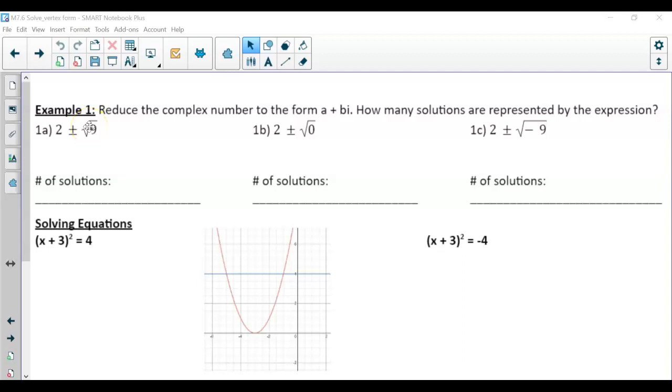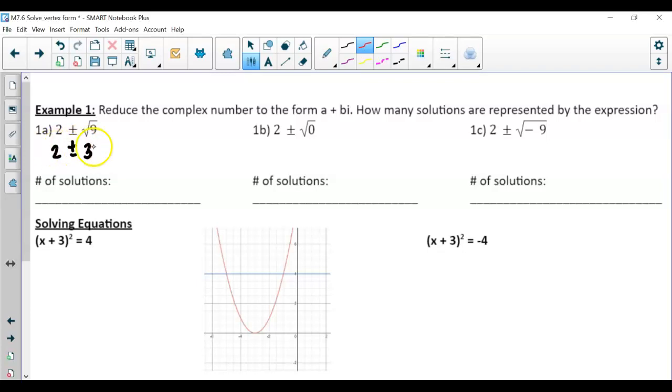So if I wanted to simplify that, well, what is the square root of 9? Well, 3, right? So this represents 2 plus or minus 3, which now, if you recall, this is representing 2 plus 3 as well as 2 minus 3, right? That's what the plus minus represents. So really, the answer to 2 plus or minus the square root of 9 is 5 and negative 1.